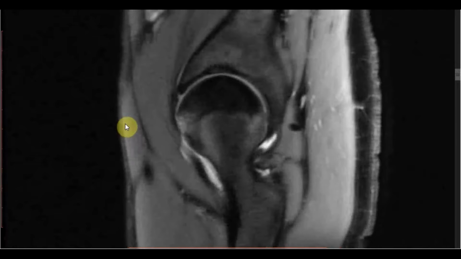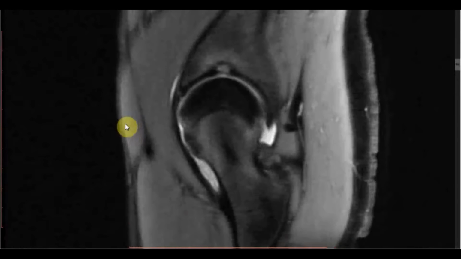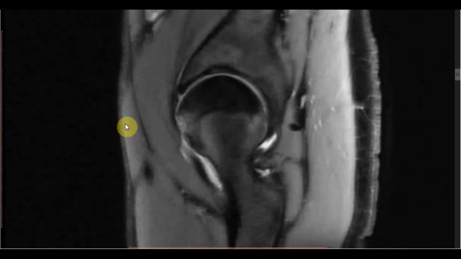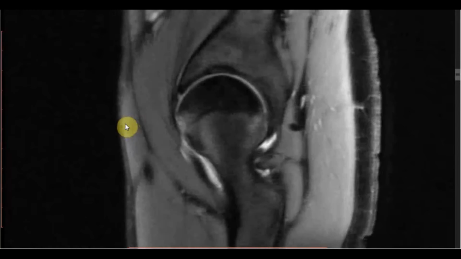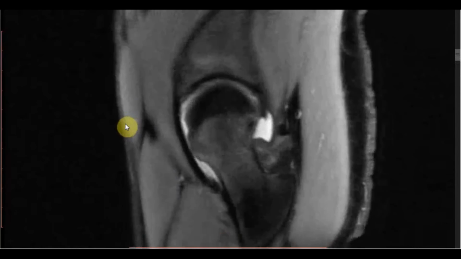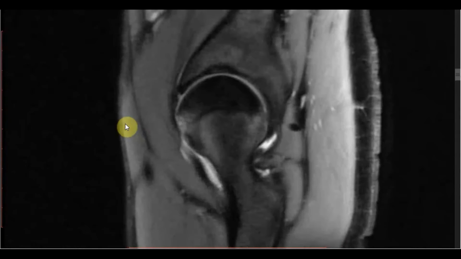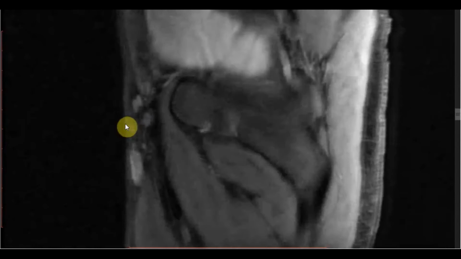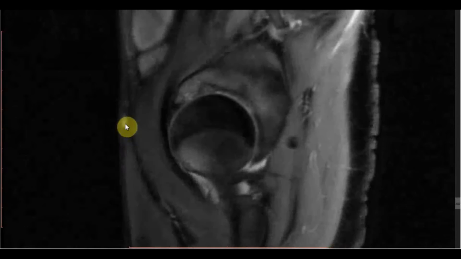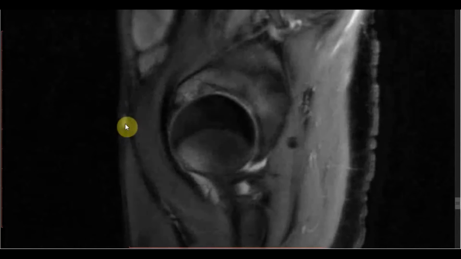In CAM type, there is presence of a bump at the head and neck junction, and in pincer type, there is over coverage by the acetabulum. And both these types are responsible for the restricted movement in the hip joint, and as a result of that, there is presence of chondromalacia and acetabular labral tear, and all these changes can lead to early osteoarthritis in a young patient. So this is a case of CAM type of femoroacetabular impingement.